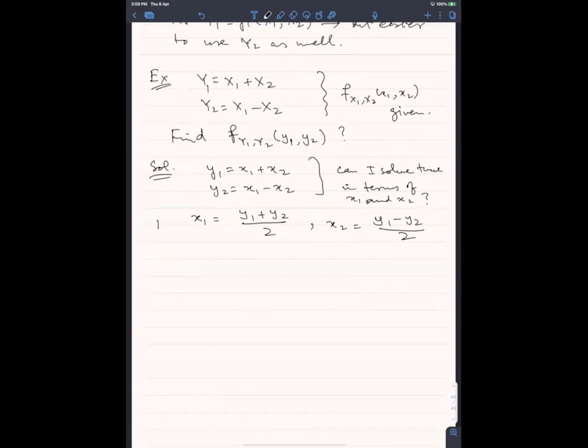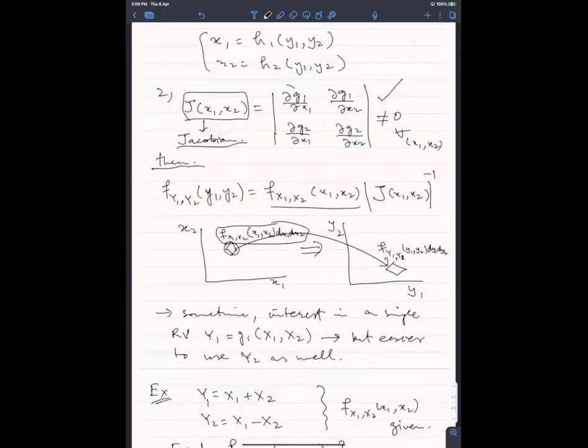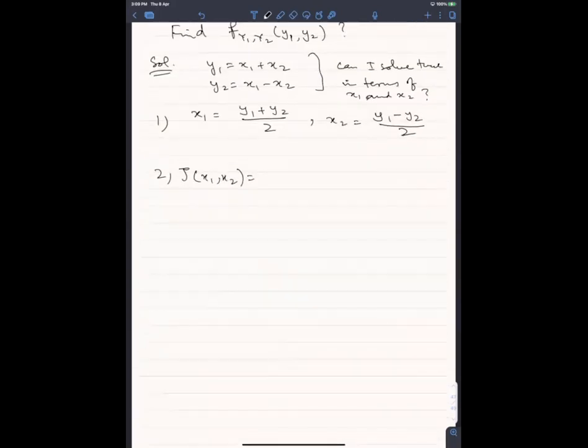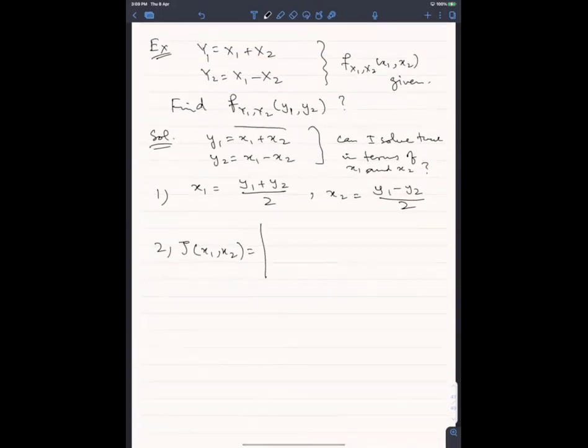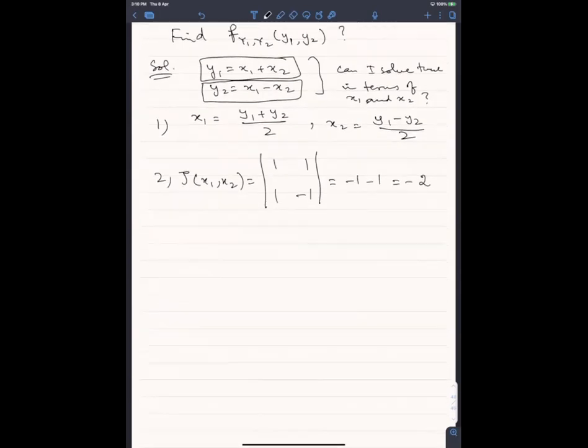Having done this first test, the second test is whether the Jacobian exists, whether it is non-zero or not. So the Jacobian of x1 x2 has ∂g1/∂x1, which is 1, and ∂g1/∂x2 is also 1. ∂g2/∂x1 is 1, and ∂g2/∂x2 is minus 1. So this will turn out to be minus 1 into 1 is minus 1, minus 1, which is equal to minus 2.